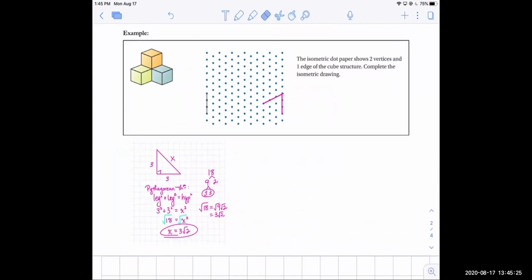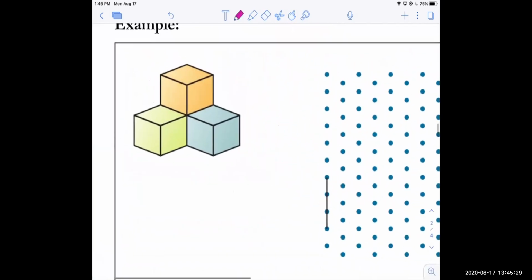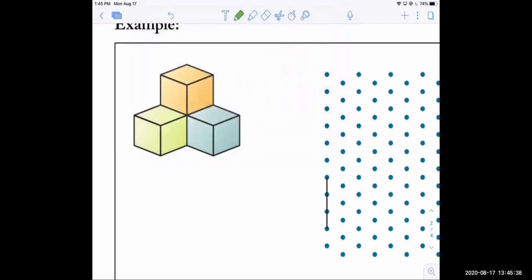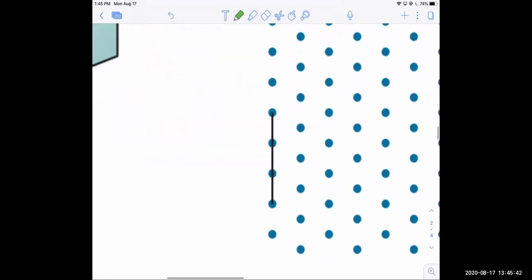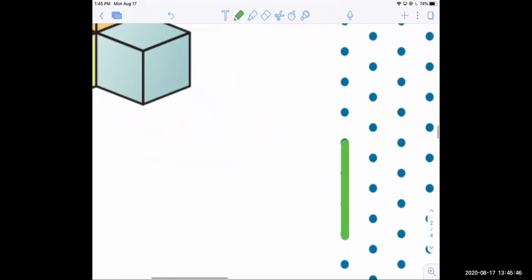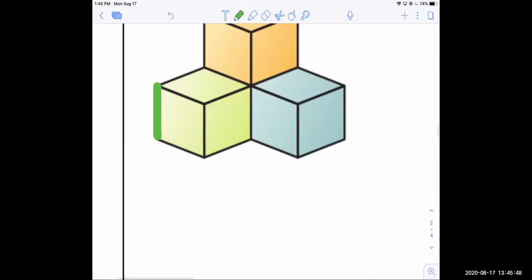Okay, so we're going to copy this 3D shape onto our isometric dot paper. So I'm going to use green to draw the green little cube there. So notice that they have kind of a scale already drawn there for you. So this segment is corresponding to that length.